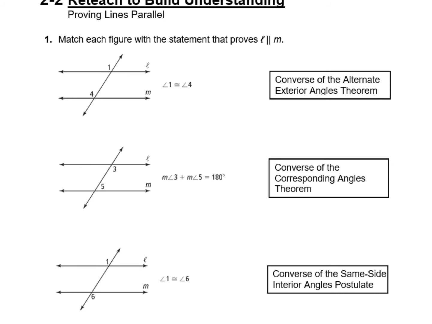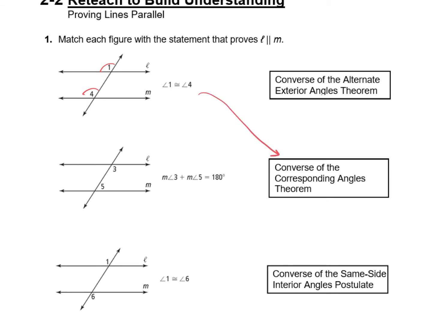So in this first example right here, we're given that angle 1 is congruent to angle 4. So what angle pair is 1 and 4? Those are in the same position. They correspond to each other. So those are corresponding angles. So it's the converse of the corresponding angles theorem that would tell us that L is parallel to M.